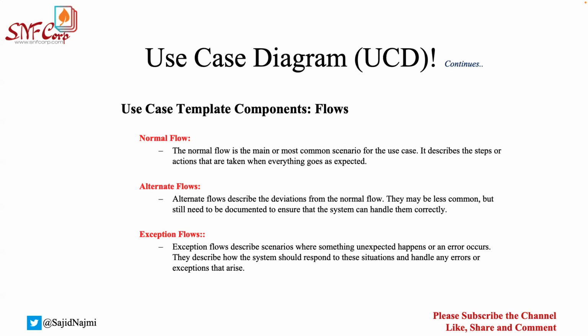But from here, normal flow is like normal flow. I inserted the ATM PIN, selected the amount, withdrew, done. In alternate flow, the flow will be completed, but in a different way. Probably not the way that we just discussed. It could be something different. I'll give you an example.